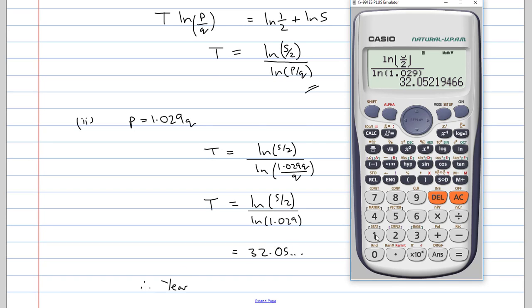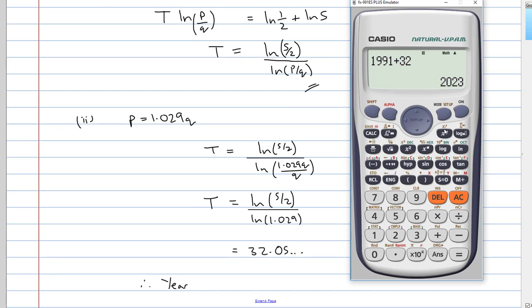which means that the year is going to be 1991 plus 32. There's not enough to get it to the next year this time. That's going to be 2023.